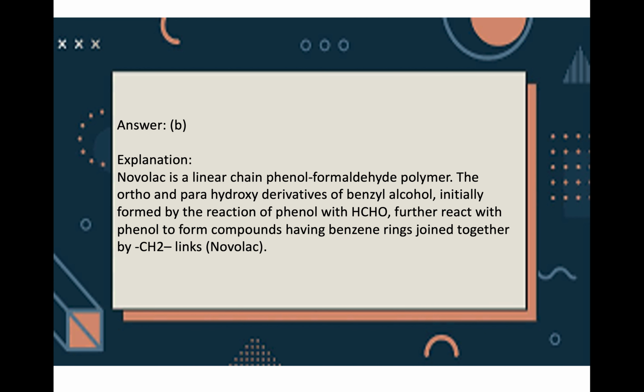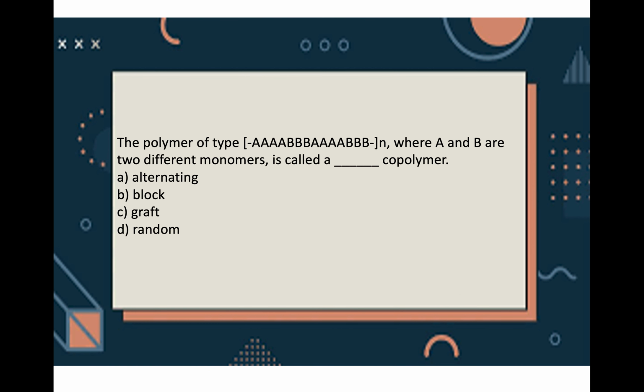Because what is novolac? It is a linear chain phenol formaldehyde polymer. Ortho and para hydroxy derivatives of benzyl alcohol. So first it's formed by the reaction of phenol with HCHO, and what happens is that they further react with phenol and form compounds having benzene rings, which are joined together by CH2 links, called novolac.